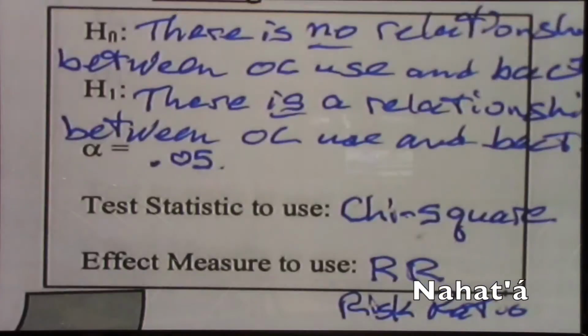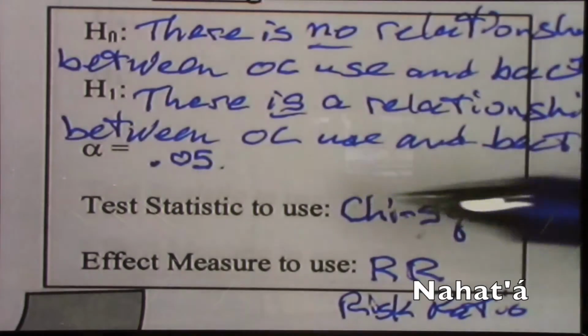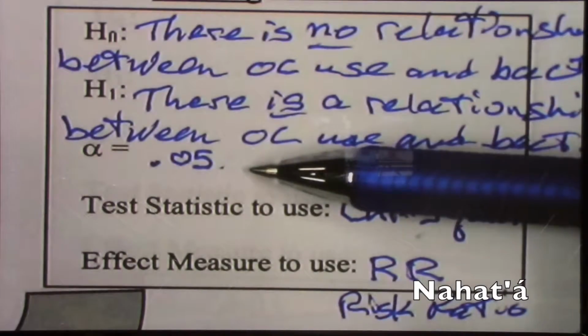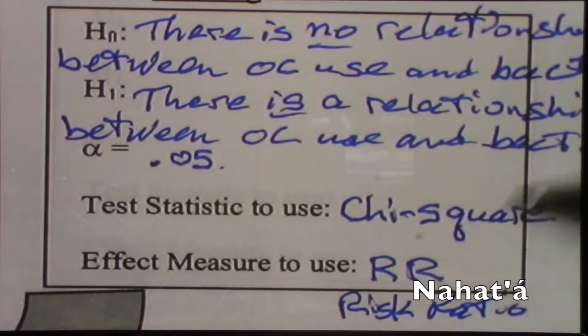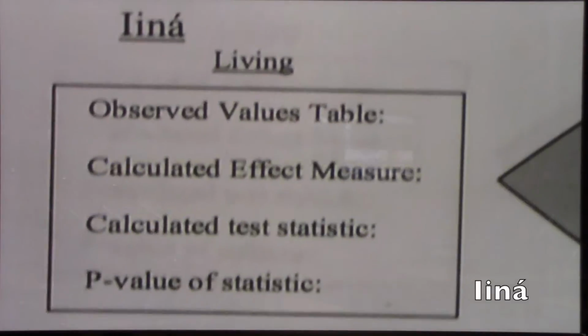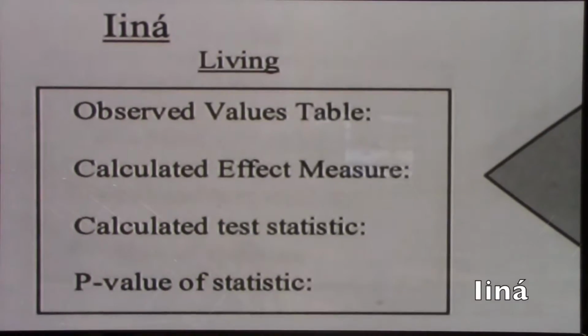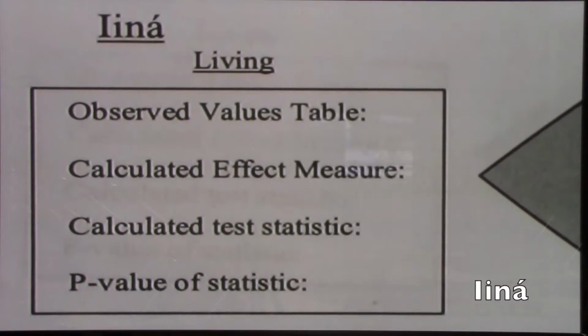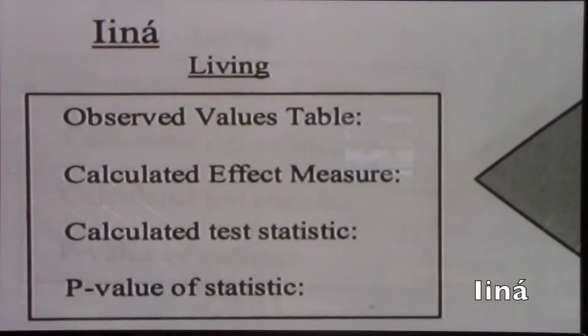All right, so we've planned the whole thing out. We know what our hypotheses are, we know our cutoff or significance level, we know the test statistic to use, and the effect measure to use. So we go do it. We're going to carry out our plan.